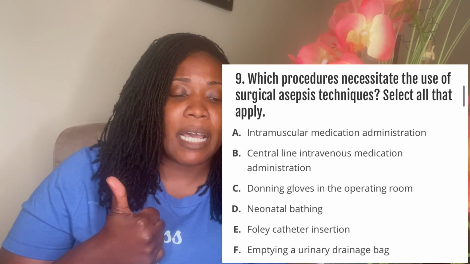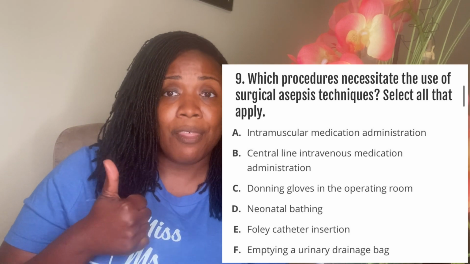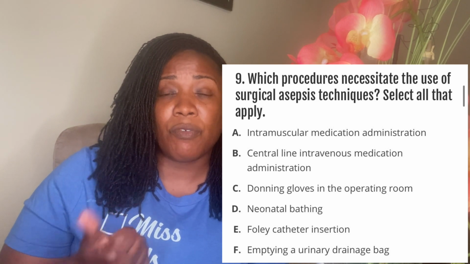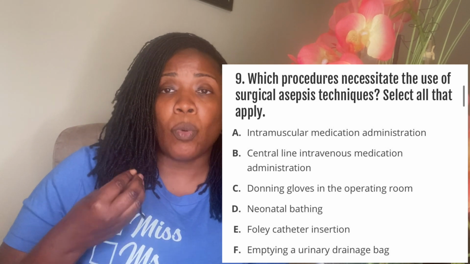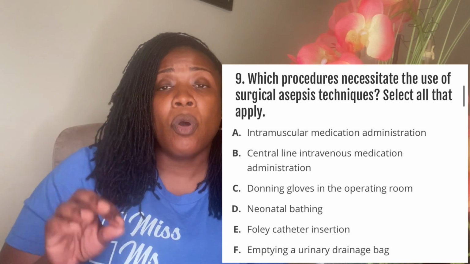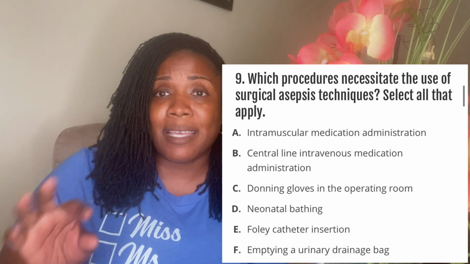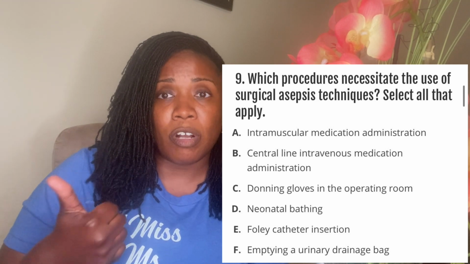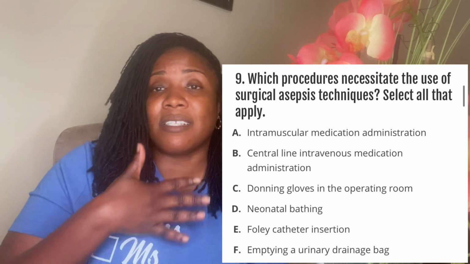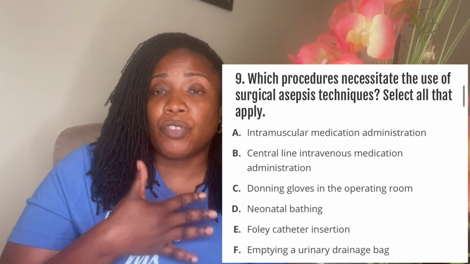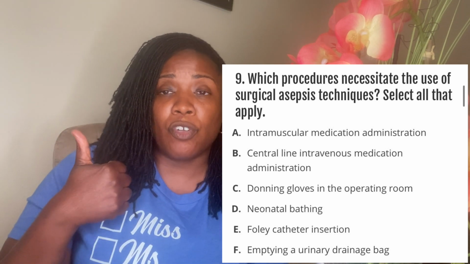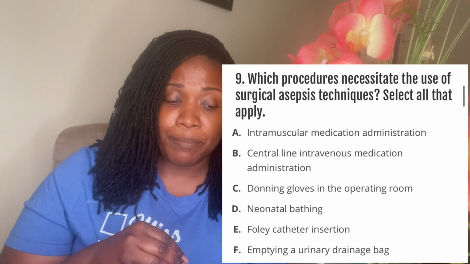B says central line intravenous medication administration. That is asepsis. The reason being is that central line is either going into an artery or a very large vein. So you have to make sure that you're using aseptic technique, whether you're inserting it or you're cleaning it or you're putting medication in it. The reason being is those large veins and those large arteries are very close to the heart, and usually is in this subclavian area, which is very close to your heart. So you want to make sure that you are using an aseptic technique whenever you're handling a central line.